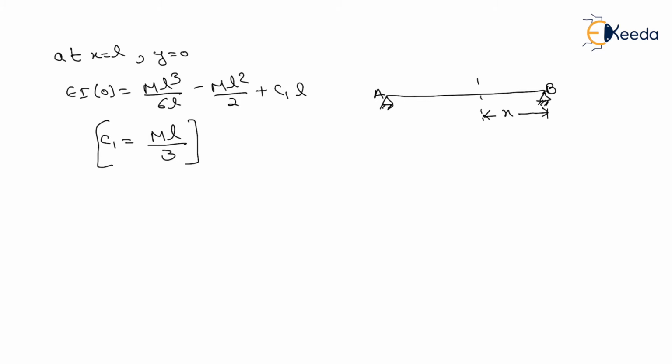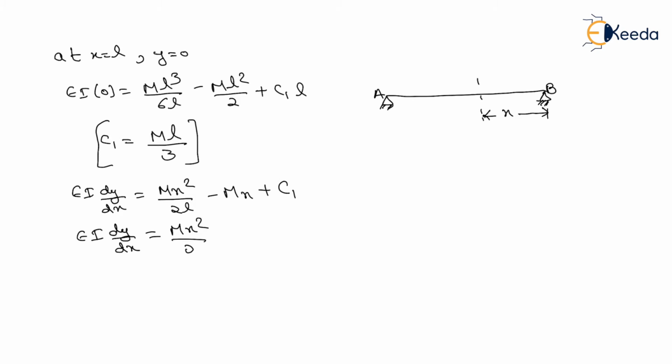Now we will put this value in the equation of EI dy by dx, which is like this, that is EI dy by dx equals Mx square by 2L minus Mx plus C1. On putting the value in this equation, we will get EI dy by dx equals Mx square by 2L minus Mx plus ML by 3. So we will get the equation of EI dy by dx.